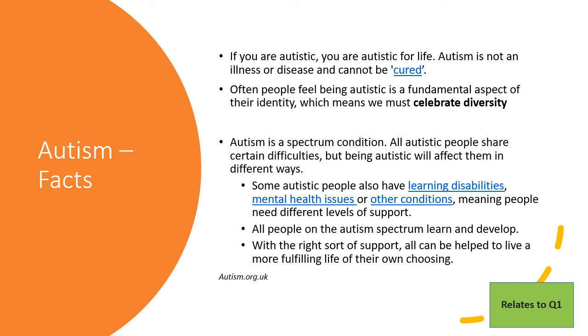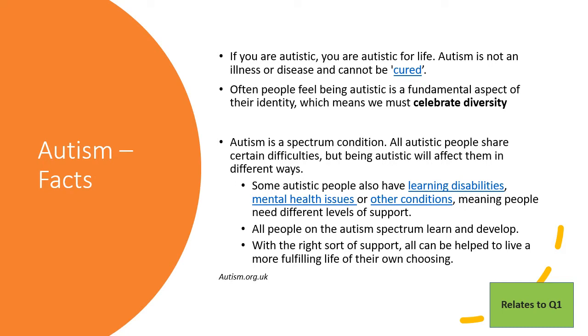All autistic people share certain difficulties, but being autistic will affect them in different ways. Some autistic people also have learning disabilities, mental health issues, or other conditions, meaning people need different levels of support. All people on the autistic spectrum learn and develop. With the right sort of support, all can be helped to live a more fulfilling life of their own choosing.